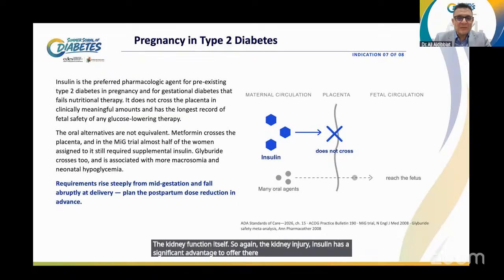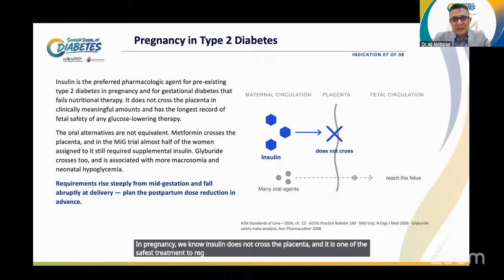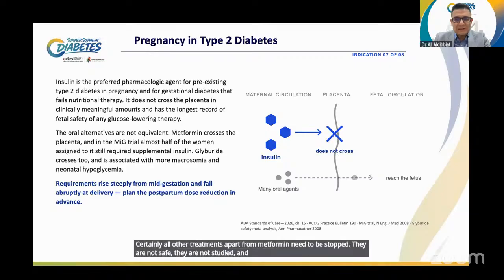In pregnancy, we know insulin does not cross the placenta, and it is one of the safest treatments to regulate the glucose in the mother and therefore in the fetus. If the patient has type 2 diabetes and becomes pregnant, certainly all other treatments apart from metformin need to be stopped. They are not safe, they are not studied, and they can have deleterious effects on pregnancy except insulin. Insulin is the treatment of choice in pregnancy, and there are clinical trials to support that.